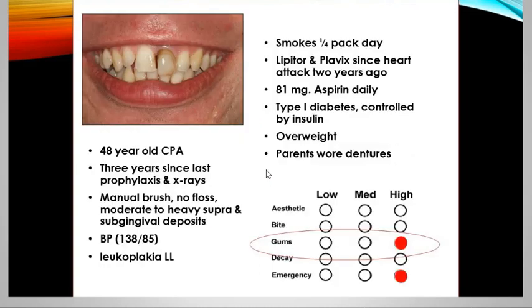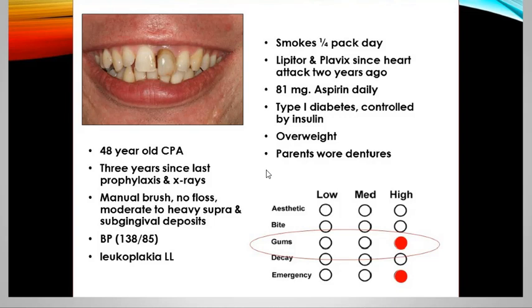He was a 48-year-old CPA. It had been 3 years since his last simple cleaning and x-rays. He brushed manually, he did not floss, and he had moderate to heavy supra- and subgingival calculus deposits. You could see his blood pressure is elevated. He had leukoplakia in the lower left. He smoked a quarter pack of cigarettes a day.